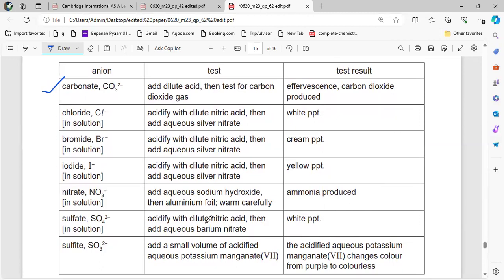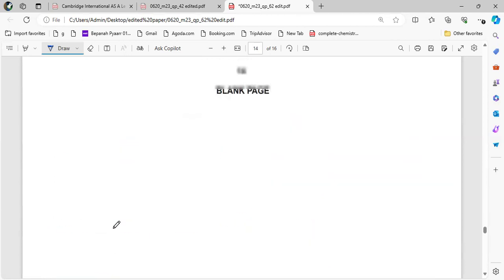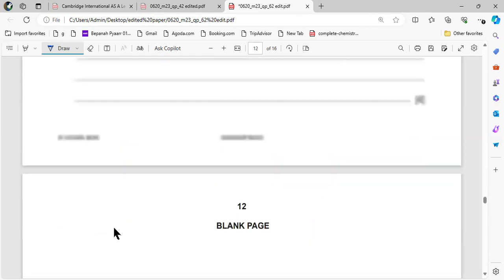See, it is this one. Acidified with nitric acid and aqueous barium nitrate, which gives a white precipitate. So it is a sulfate. Sorry, I said sulfur dioxide. This is a sulfate ion, SO4 2 minus. So that you have to remember.